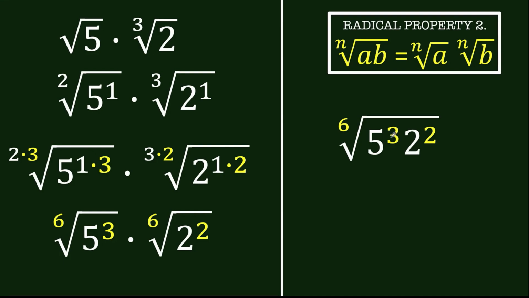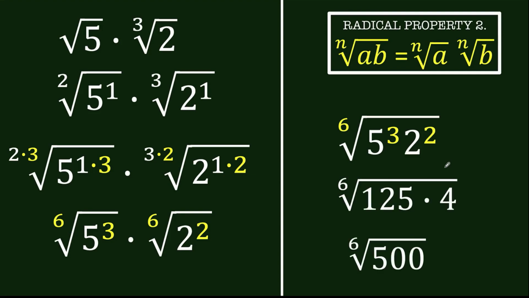Now all the exponents inside the radical are less than the index. That means there is no more perfect nth factor. There's no more radical in the denominator, so this is now in the simplest form. Let's just find the value of 5 cubed to be 125. 2 squared is 4. So finally the answer is the 6th root of 500. And this is now our answer.